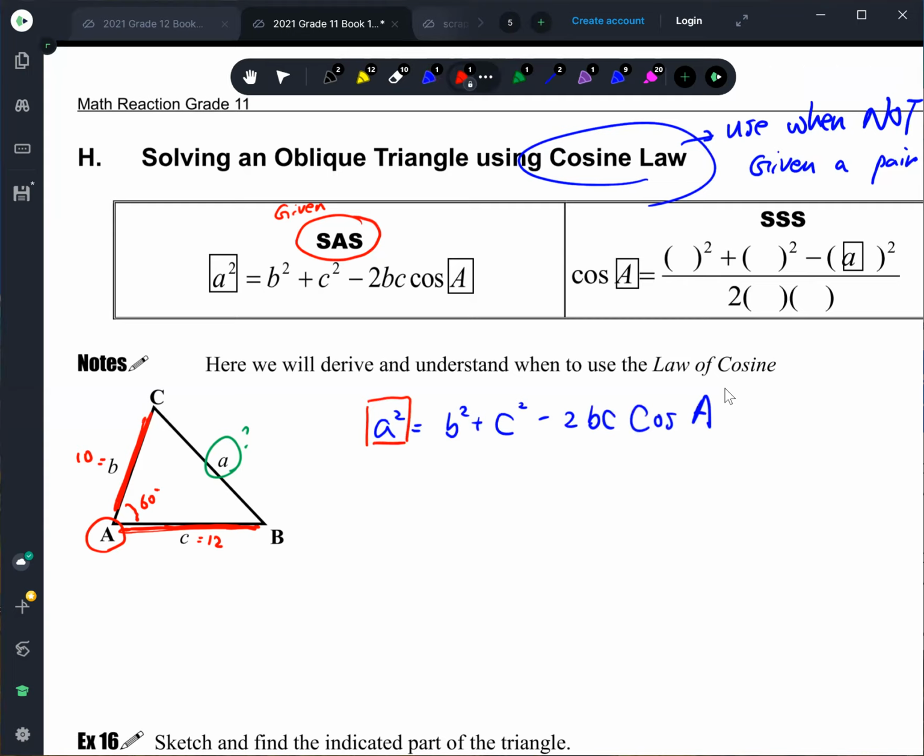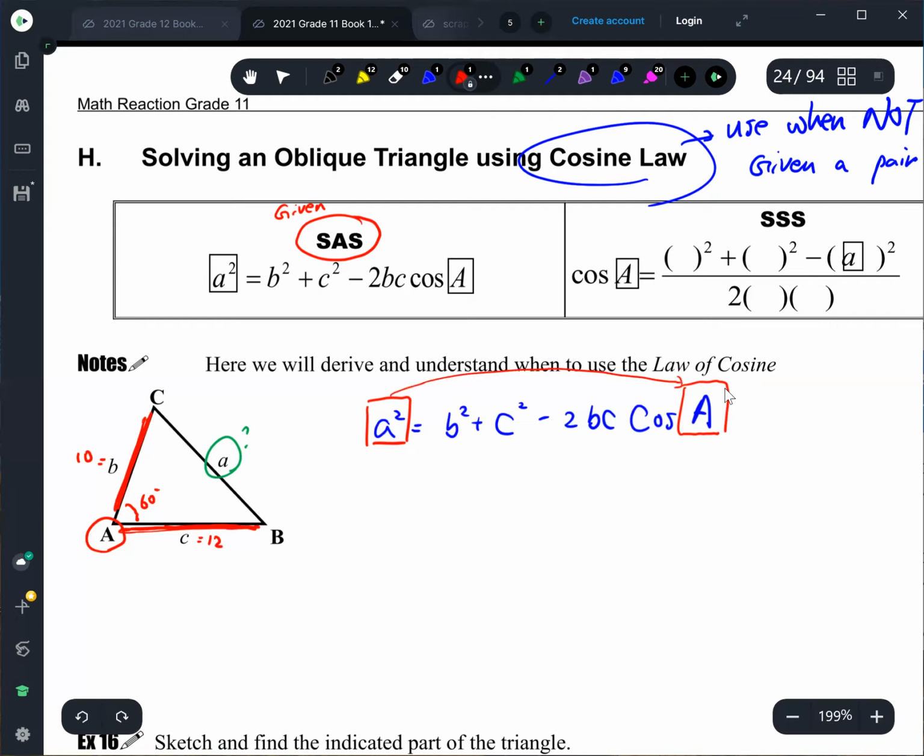And remember, the side that you want to find has to be opposite to the angle that's given. So if they give you angle B, then you are finding side B. If they give you angle C, you are finding side C. So just remember these are a pair. Don't put the wrong numbers at the wrong place.